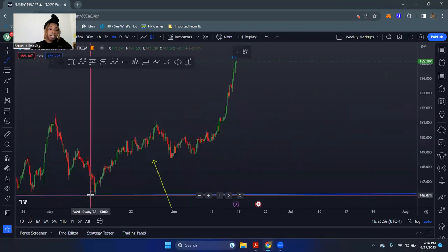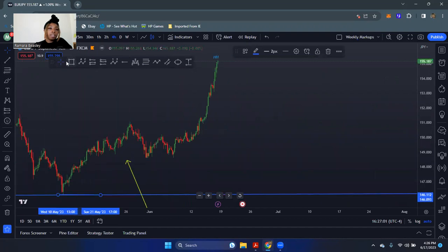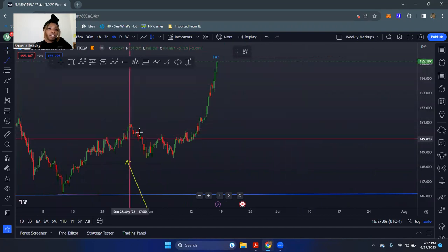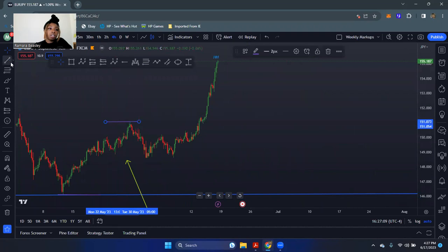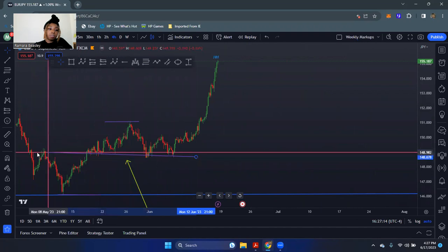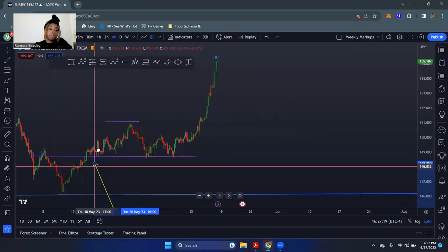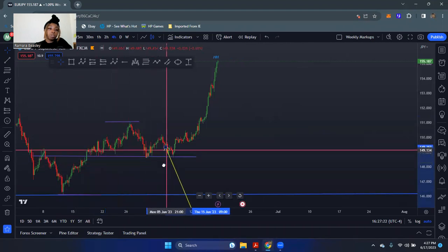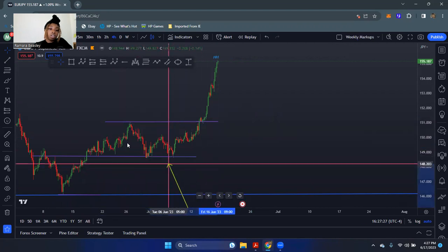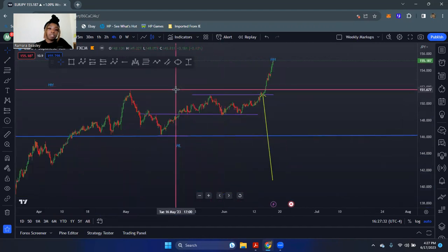Okay. I actually like this. And I may need to color this a different color. Let's do purple so we can identify. And I kind of like this because resistance then becomes support, not once, not twice, but 3 times. Okay, that resistance now becomes support. See if we can find another one.